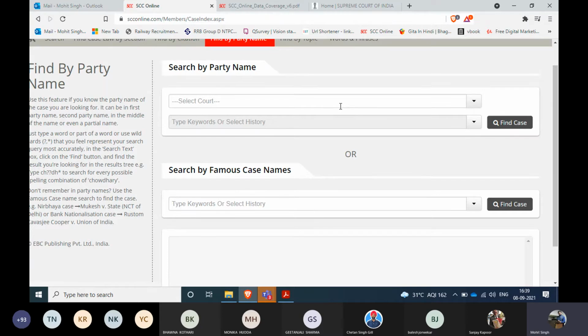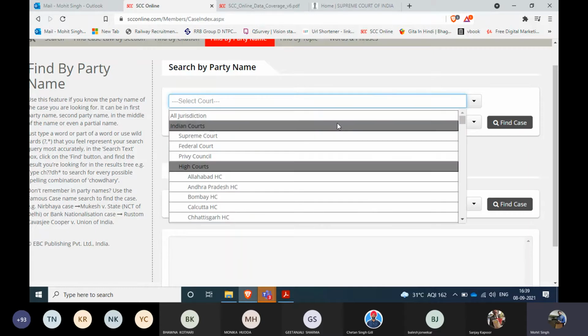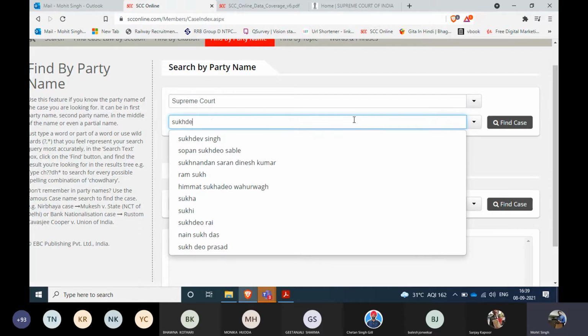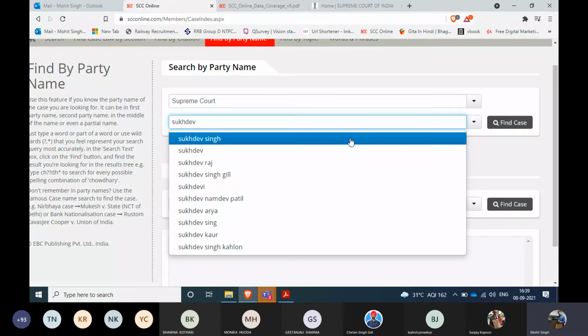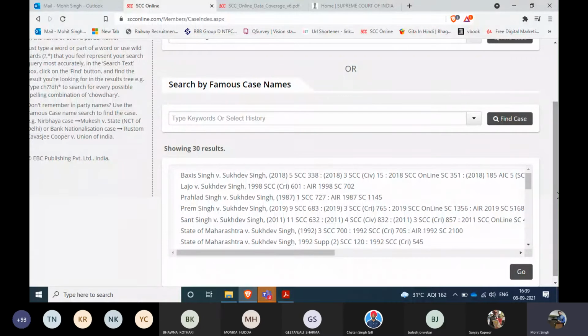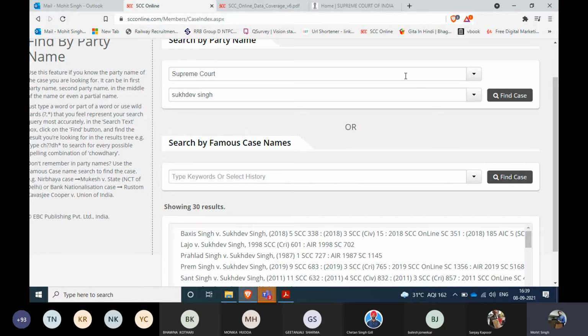In case you have partial information available of a party name, for example, you have a case of Sukhdev Singh versus State of Punjab, but you do not know whether it was Sukhdev Singh versus State of Punjab, or Sukhdev Singh versus State of Delhi. Even if you have partial information available, you can still do your search over here. You type Sukhdev Singh, there you go, and you click on find case. Now, our software has given you 30 results, and according to the date of decision, you can locate whichever case you're looking for. Now, I have already selected the Supreme Court.